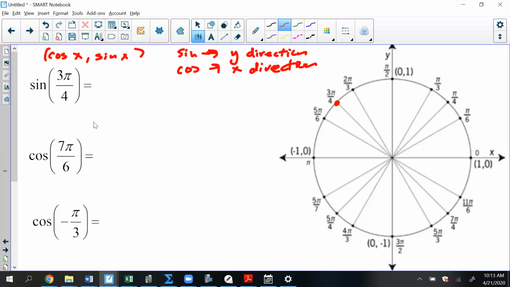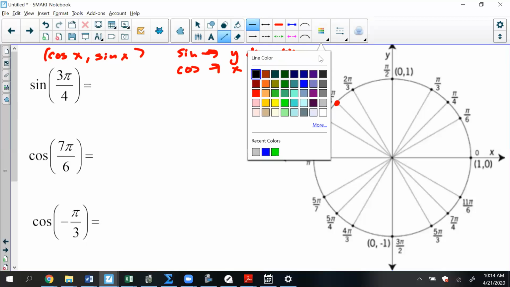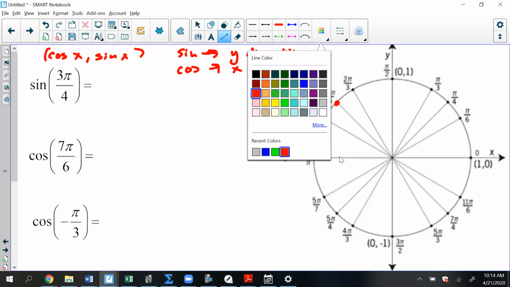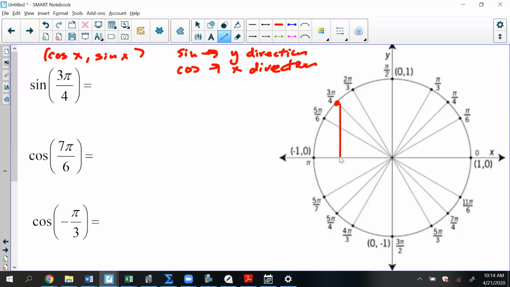So what we're asking for then is, what is the y direction of that coordinate? So if I draw a line, just to keep this picture together and separated, if I draw a line from there straight down, make it straight and then move it. This is really the answer to that question, whatever this height is right now.